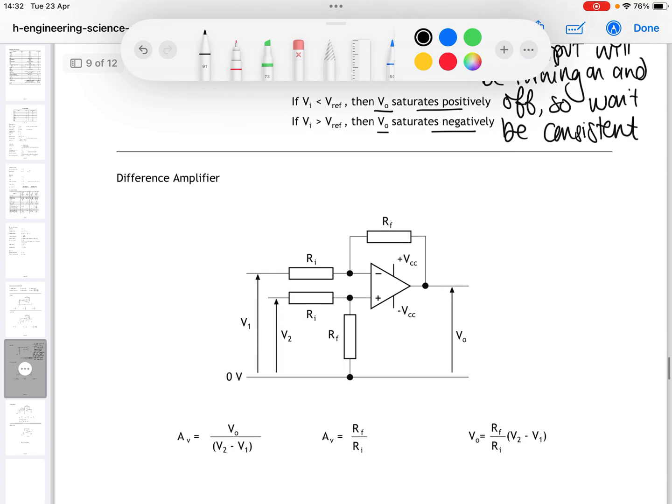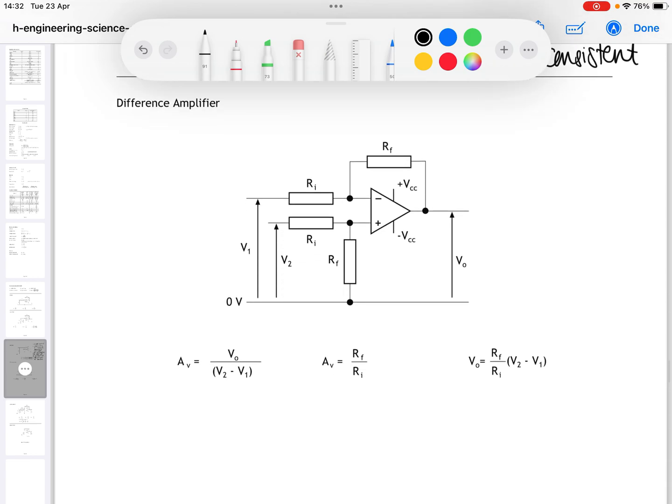The next one, the difference amplifier. Now this is going to give us a different kind of control. This gives us proportional control, and that means that our output varies proportionally with the input and any errors in that as well.